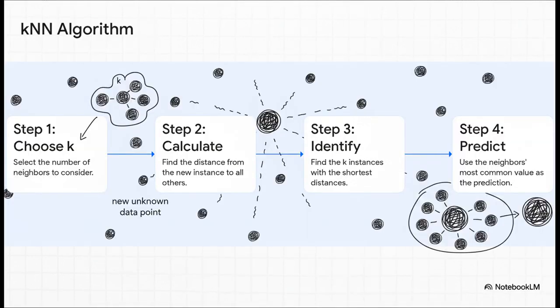The algorithm itself is a pretty straightforward four-step deal. First, you decide how many neighbors you're going to ask. That's your K. Then, you calculate the distance from your new unknown item to every single other known item. Step 3, you find the K closest ones, and finally, you let them vote. Whatever the majority says, goes.